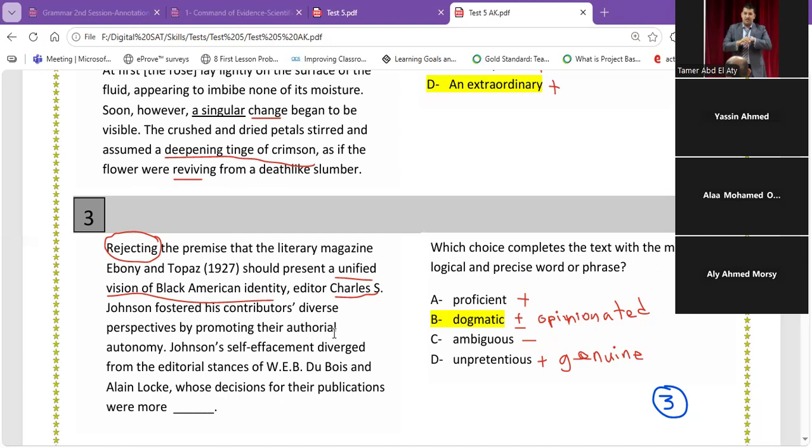Ali Morsi, clear? Yes, Mr. Nardine, clear? Yes. Alaa, clear? Yeah. Okay.